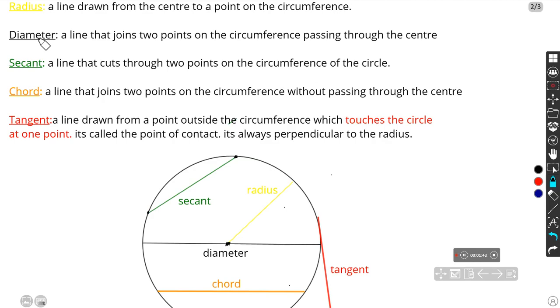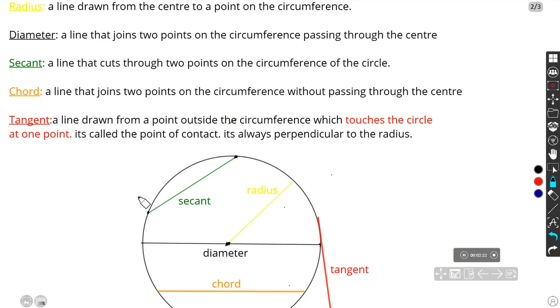Now, omunye yazi ukuthi awu maye yini that thing? Now relax. A diameter, it is a line that joins 2 points on the circumference passing through the center, right? For example, here, the diameter is the line that is done in black. So what is it? It is a line that joins 2 points, right? You can see there is that point here and there's that point over there. It is a line that joins 2 points on the circumference, but now that line, it passes through what? It passes through the center.